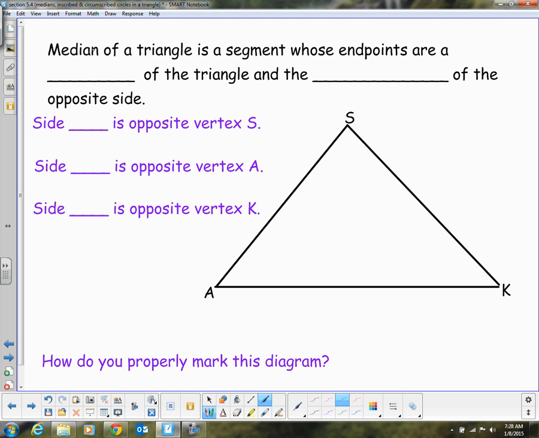All right. These are important definitions. Median of a triangle is a segment. So this tells you what it is. It's a segment whose endpoints are a vertex, one endpoint is the vertex of the triangle, and the midpoint of the opposite side.